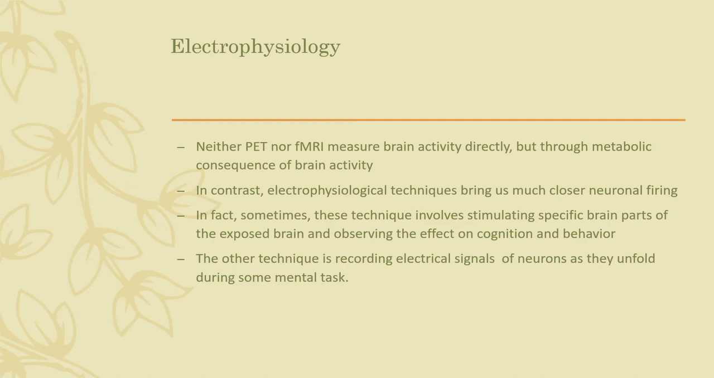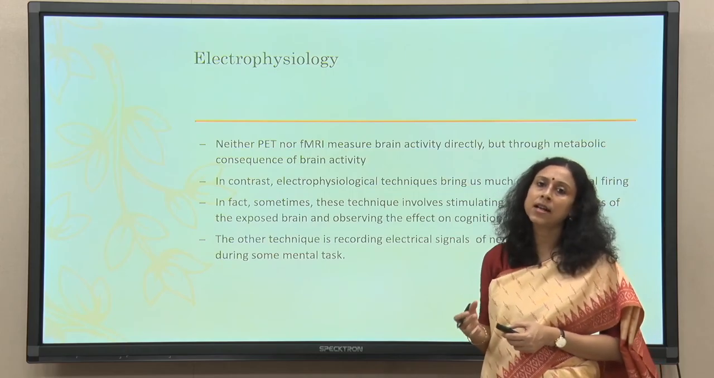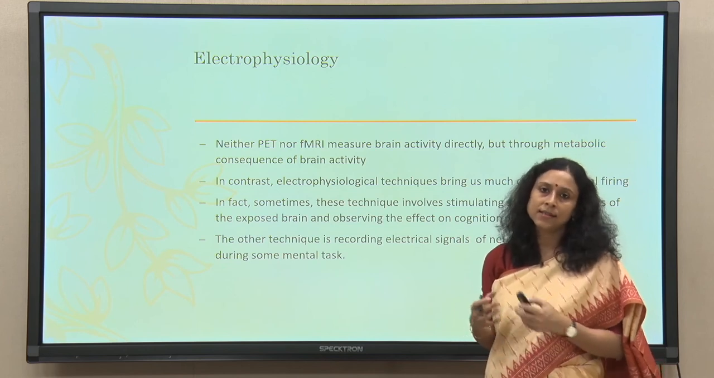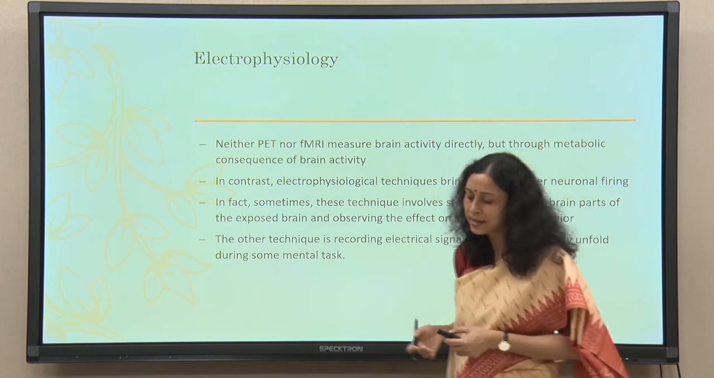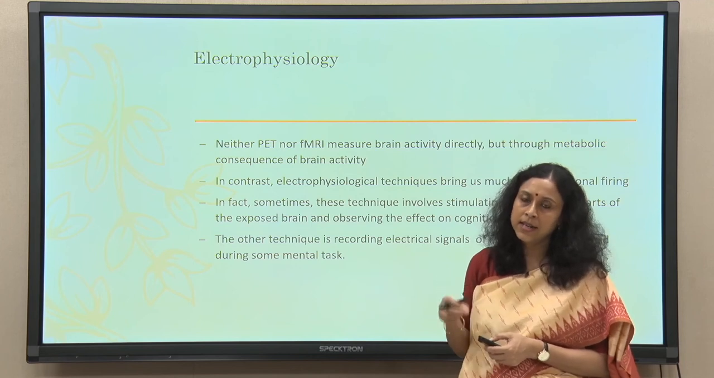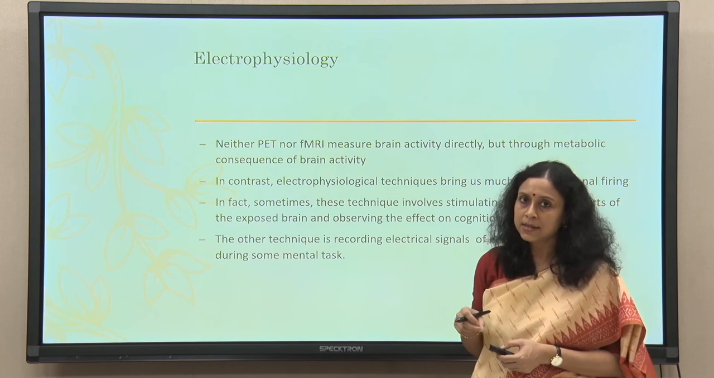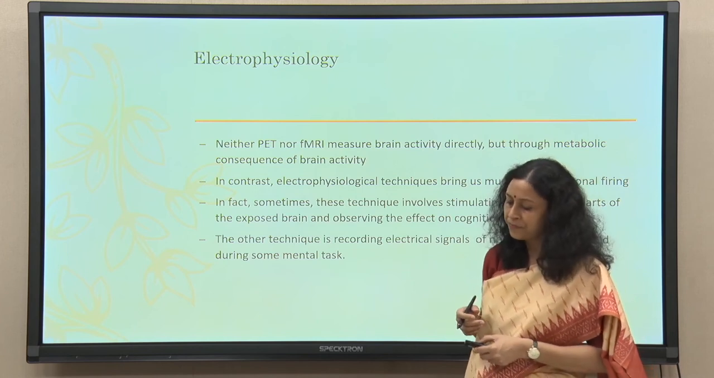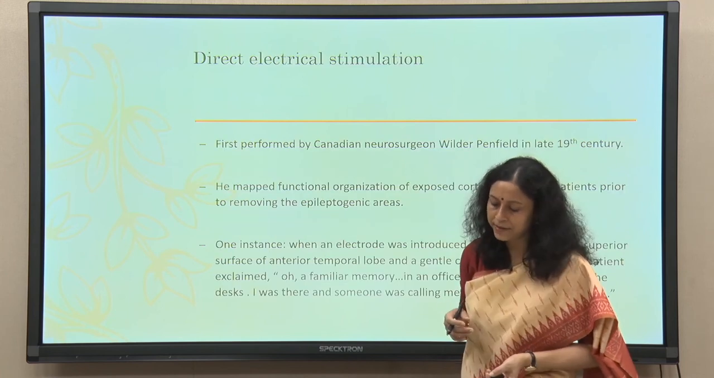The other technique is recording electrical signals of neurons as they unfold. So, there are two kinds of electrophysiological technique. One is picking up the signals from outside the scalp: as the brain is busy doing some work, it picks up the electrical signal. The other kind is that specific areas within the cortex can be electrically stimulated, and then we check whatever happens in terms of cognition and behavior.